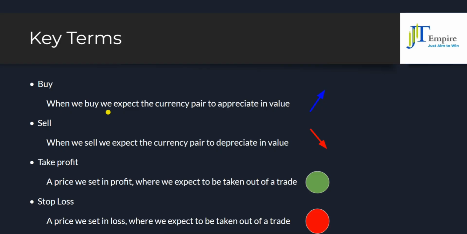So take profit now. This is the price we set in profit where we expect to be taken out of a trade in the event that we're not around to close it. Stop loss is the price we set in loss that we expect to be taken out of a trade if we're not around to close it. These two we use to help to control our trading.